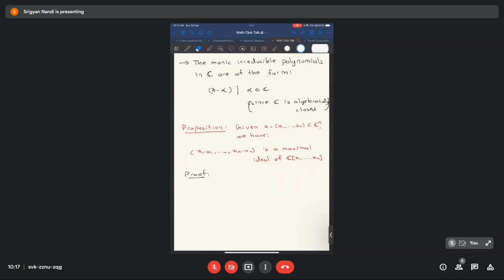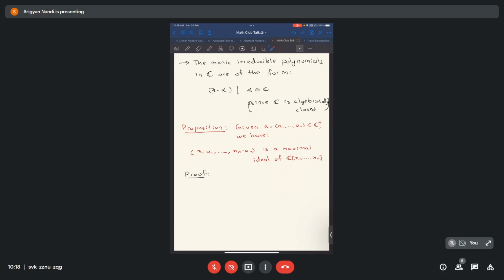So now the first proposition that we come across is that we attempt to find the maximal ideals over the field C[x1, x2, ..., xn], that is, n-variate polynomials over the field of complex numbers. So here we basically consider the polynomial ring over C in n variables x1 to xn, and we attempt to ask what the maximal ideals should be.